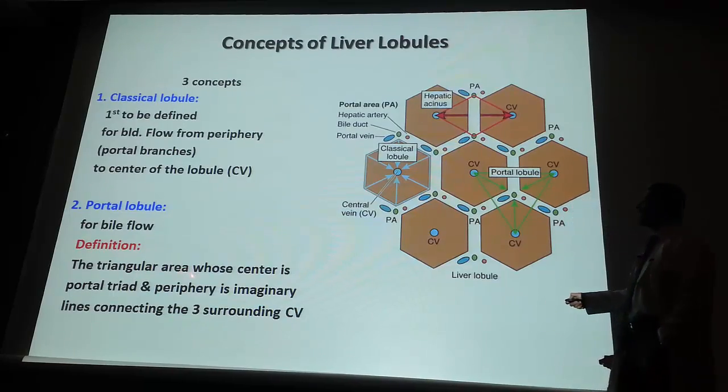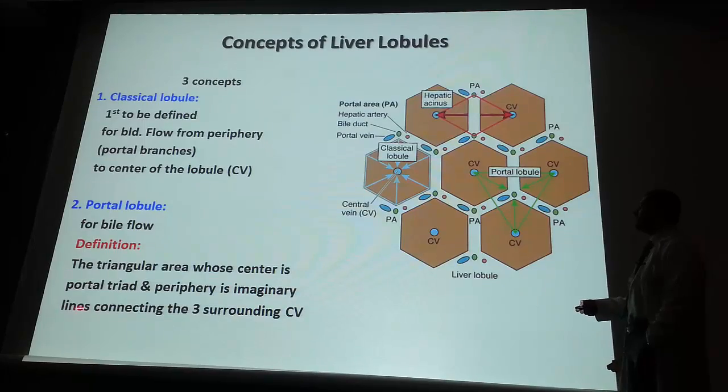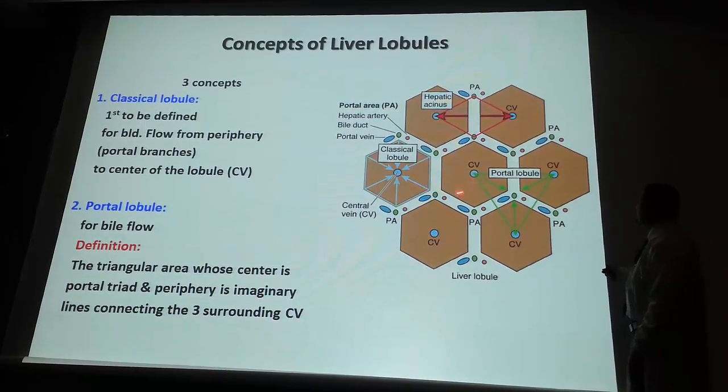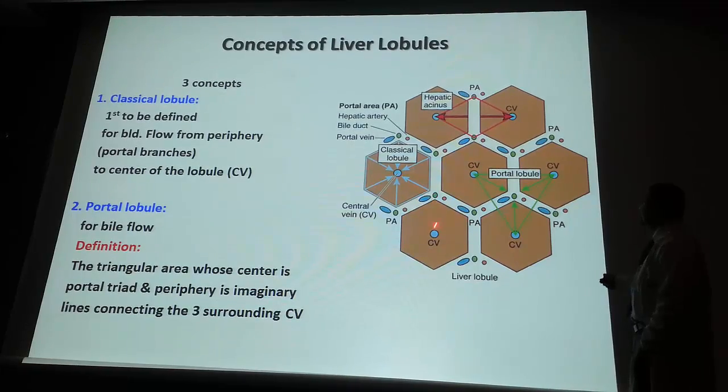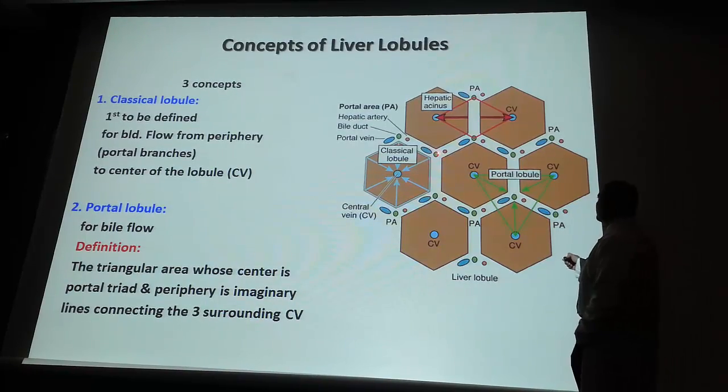So it's a triangular area whose center is the portal triad and the periphery is imaginary lines connecting three surrounding portal veins. So if I take this bile duct and I draw a line here, this will be another imaginary portal lobule. You see what I said? Imaginary. This is also here. This will be another one.